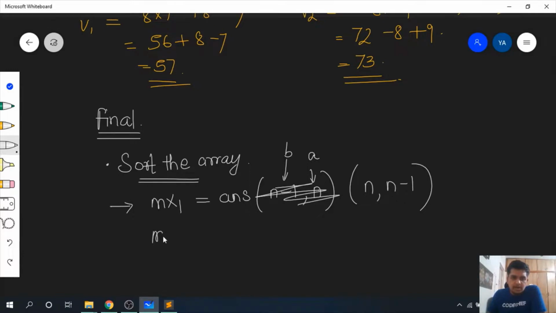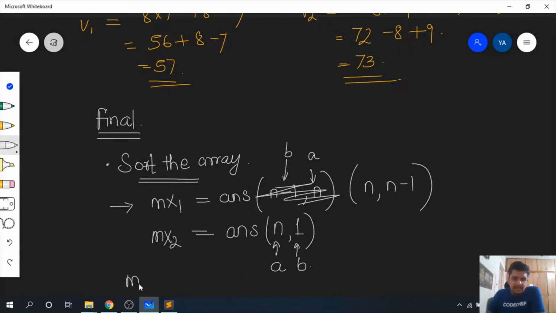Now let us take mx2 as the second case that we saw, where the answer will be the last element and the first element, right? Like the maximum element and the minimum element. So n will be again A, the nth element, and the first element will be B.